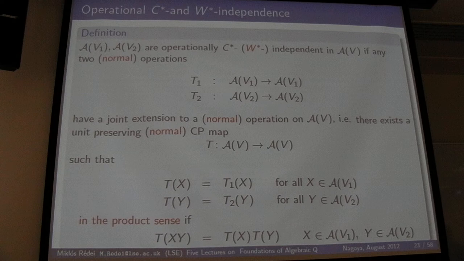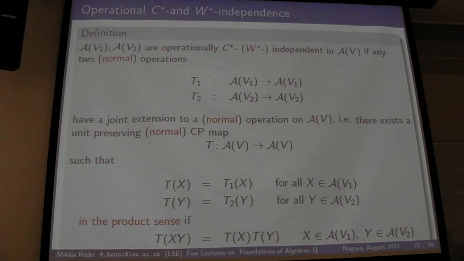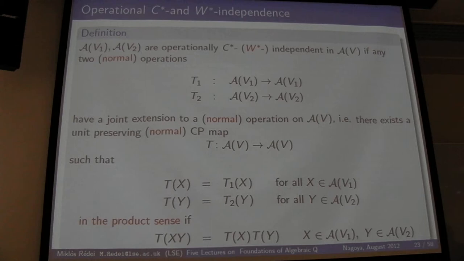So four definitions of operational independence: operational C star, operational W star, operational C star in the product sense, and operational W star in the product sense.